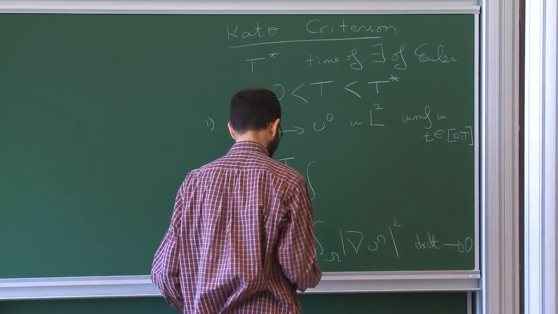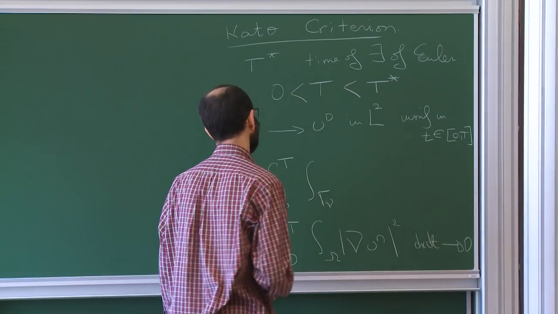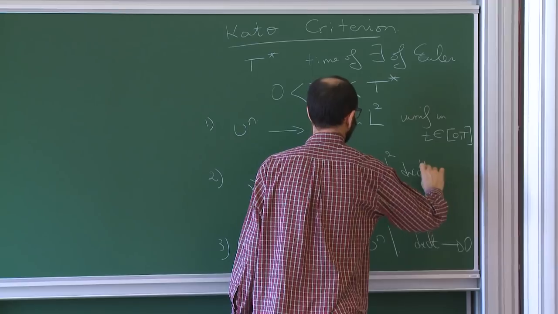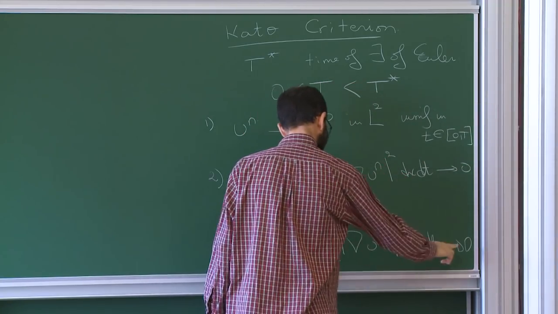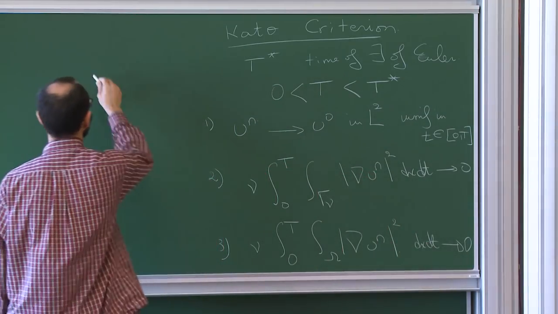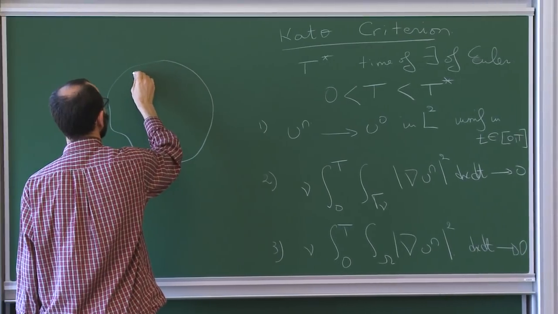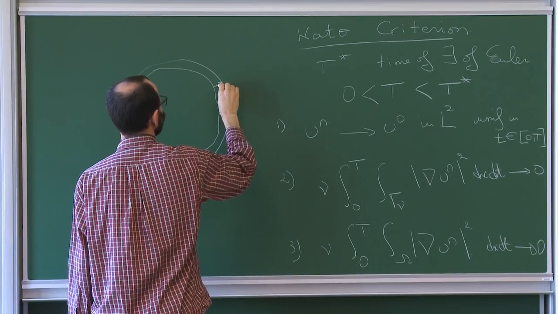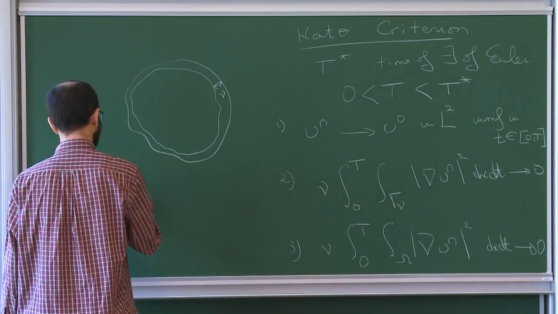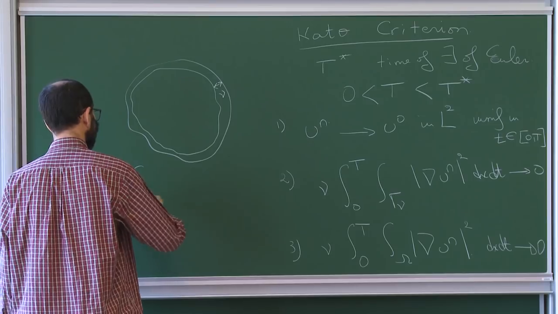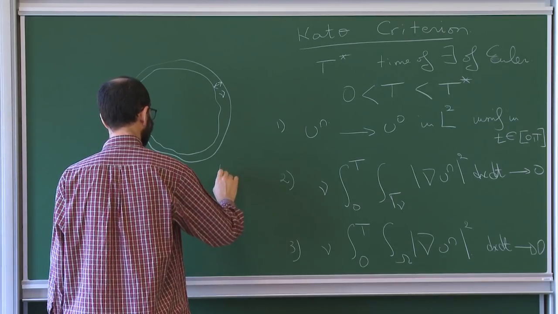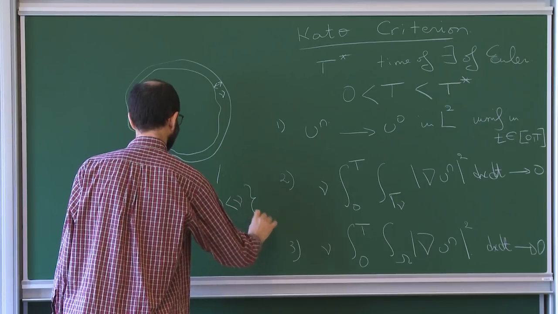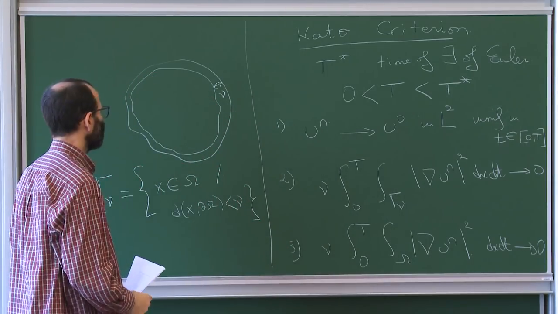But the striking thing coming from Kato is that it's not necessary to check that the energy dissipation goes to zero in the whole space, but just in a small strip around the boundary. And this strip is of size of the viscosity nu. So basically, Gamma_nu is the set of x in Omega such that the distance between x and the boundary is less than nu.